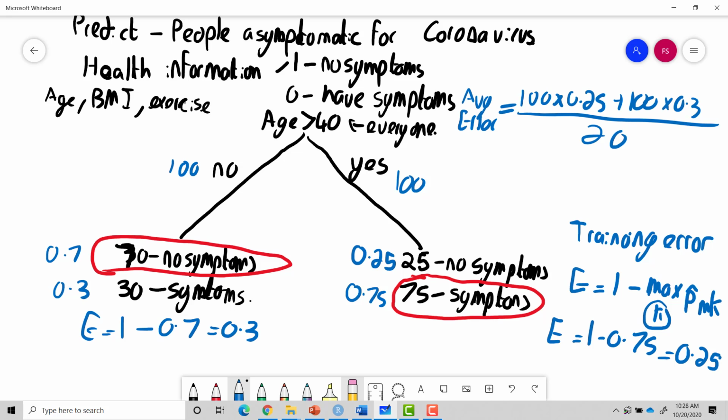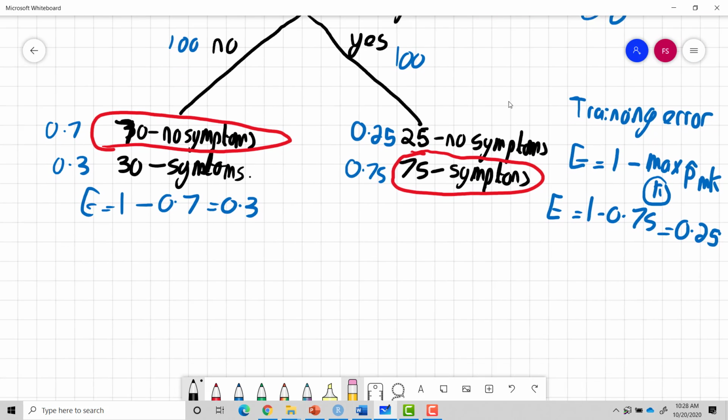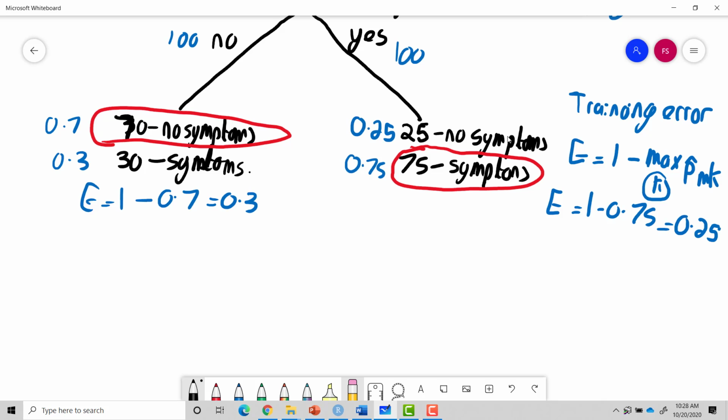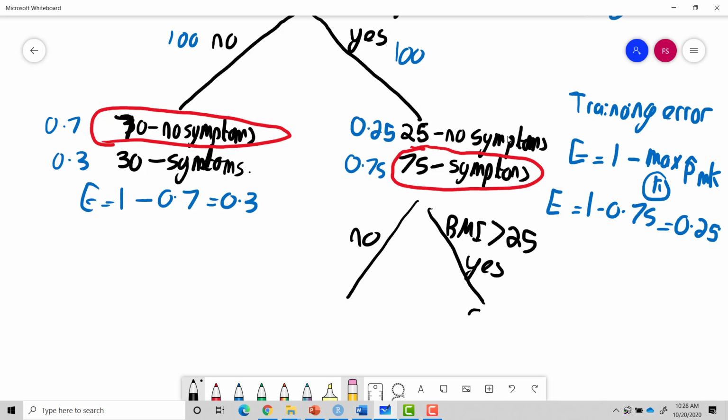Now, this isn't particularly very good. So what we would do is go on a little bit. Let's move it up a little bit, and then we'd say, okay, we can do this a little bit further. If all these people are over 40, we'll say people who have a BMI greater than, say, 25, that'll be a yes, and that'll be a no. And then we could say something like, for these people with BMI, do you exercise?